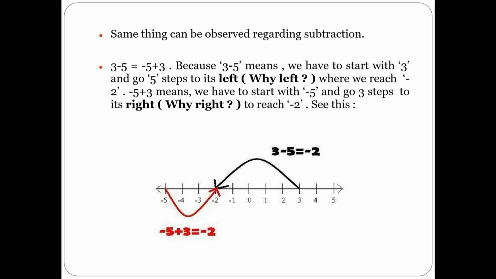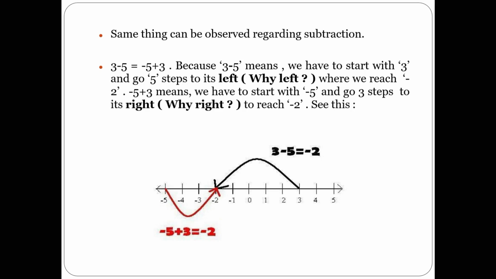The same thing can be observed regarding subtraction. 3 minus 5 is equal to minus 5 plus 3, because 3 minus 5 means we have to start with 3 and go 5 steps to its left, where we reach minus 2. So minus 5 plus 3 means the result will be minus 2. We have to start with minus 5 and go 3 steps to its right to reach minus 2.